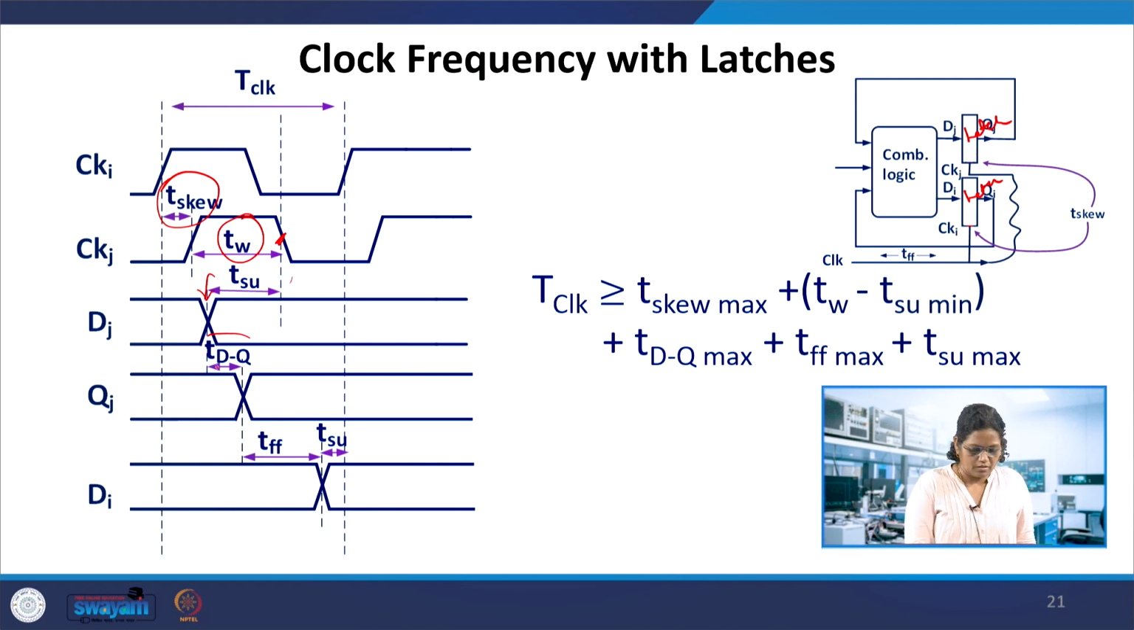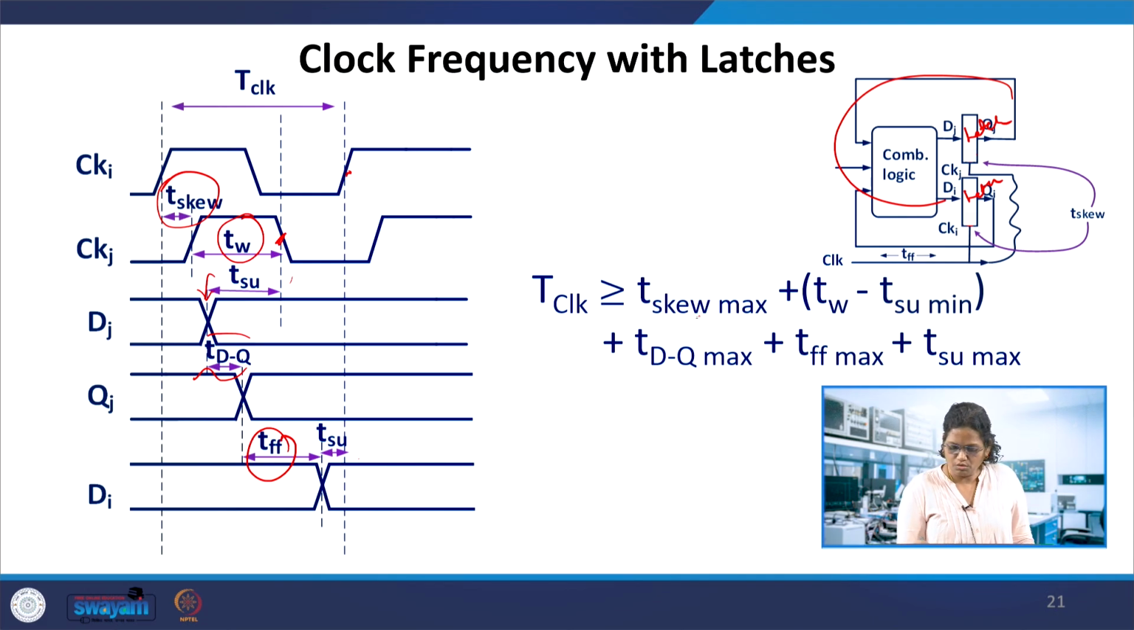Okay, and this data change is reflected in Q for D to Q, because D is changing after this clock has become 1. So the D to Q delay is involved, and after this Q, it is fed back to this latch, so TFF, the feedback delay here from this latch to this latch, and then the setup time of this particular latch. Again, this is related to KJ inactive, the setup time of DI. So it includes all of them.